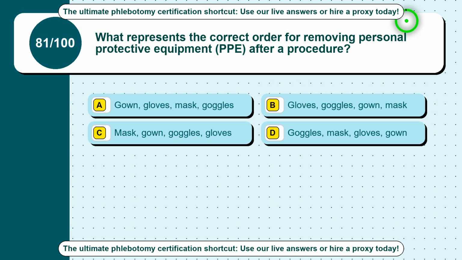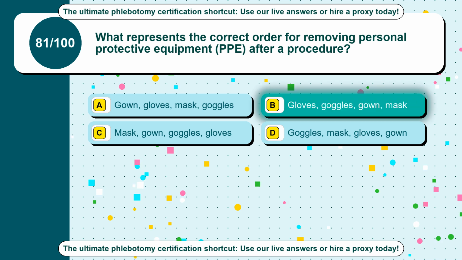Question 81. What represents the correct order for removing personal protective equipment, PPE, after a procedure? Option A, gown, gloves, mask, goggles. Option B, gloves, goggles, gown, mask. Option C, mask, gown, goggles, gloves. Option D, goggles, mask, gloves, gown.